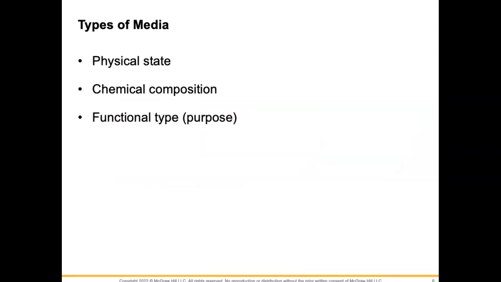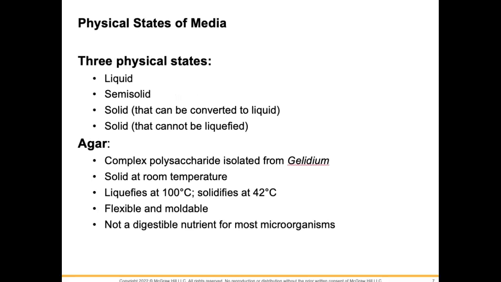So media can come in different physical states and different chemical compositions, and there are different purposes for different media depending on what might be added into them. And we're going to talk about that moving forward here. So there are 3 main physical states: liquid, solid, and semi-solid. As far as media goes, it can come in a liquid form, a semi-solid form, and a solid form. Agar is basically a complex polysaccharide.